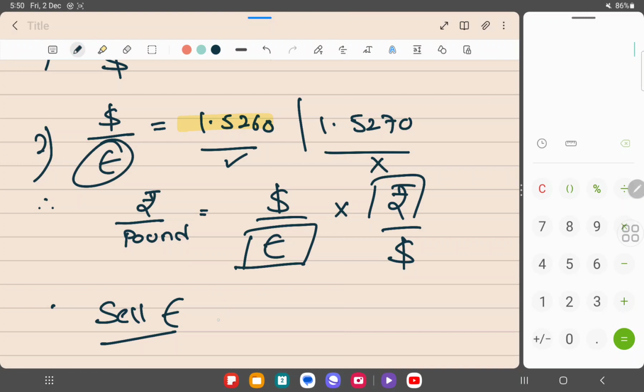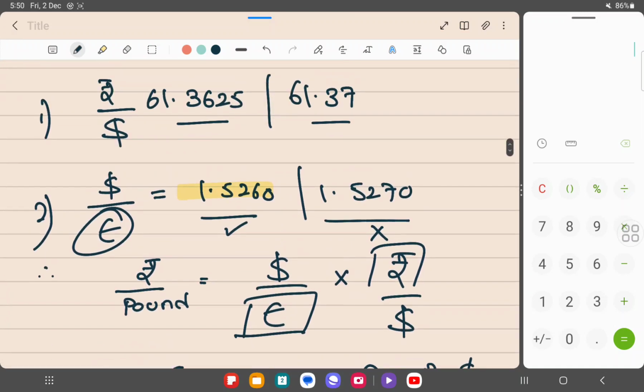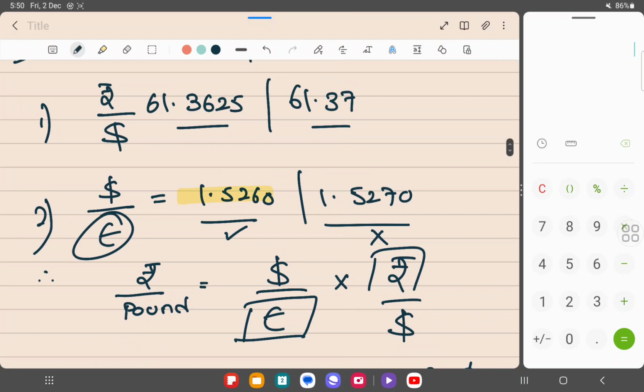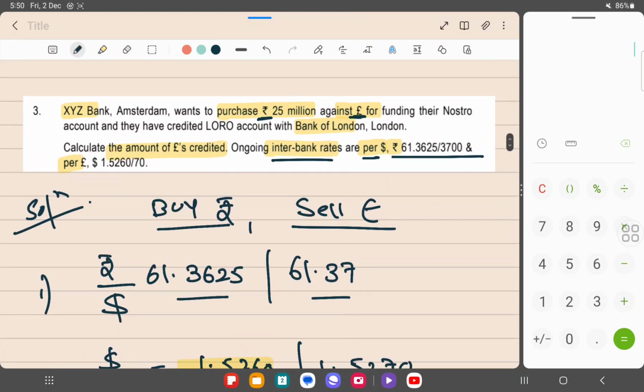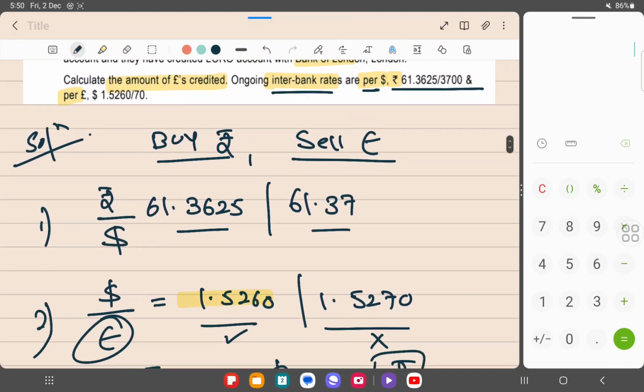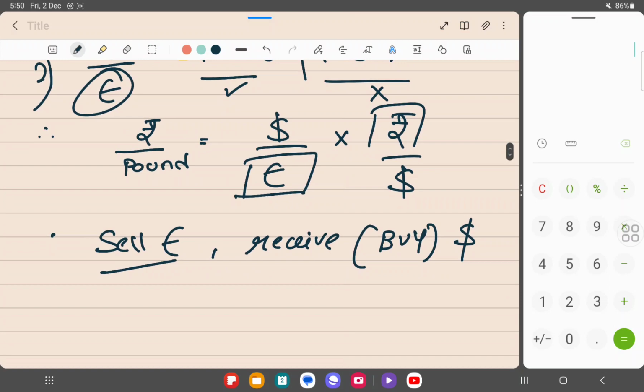I will receive dollar. So receive, or should I say the right word to use here would be buy dollar. So now XYZ Bank has dollar in hand. But at the end of the transaction, what the XYZ Bank would need is rupee. I do not need dollar, I need rupee. And after selling pound, I bought dollar. I will sell this dollar as well.